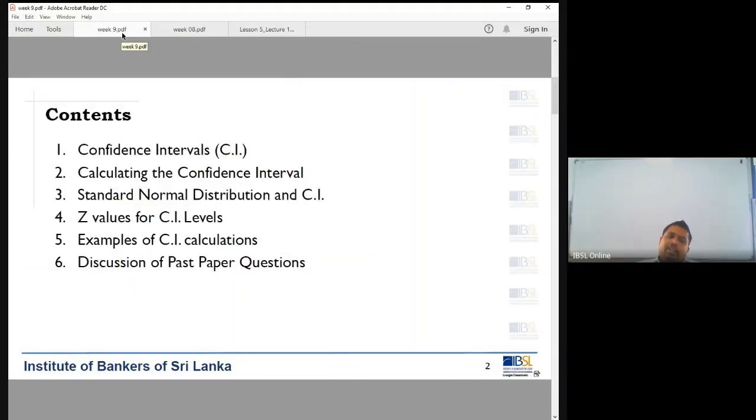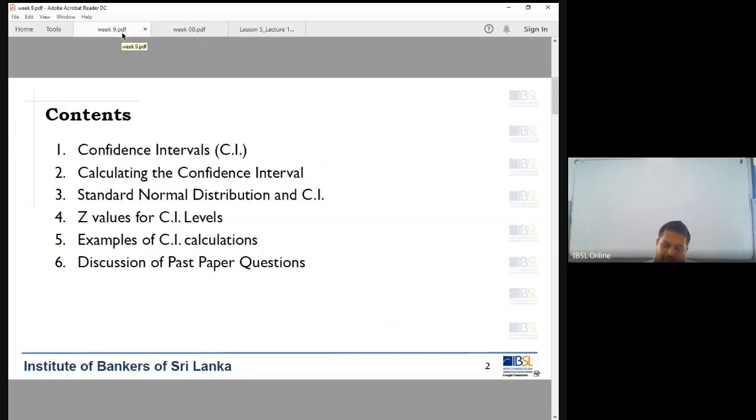These are the contents that we are covering. We will learn what confidence interval is first of all. Then we'll look into an example on how to calculate the confidence interval without discussing any theory. The whole idea is just to show you what sort of answer we are demarcating from the confidence interval estimation.